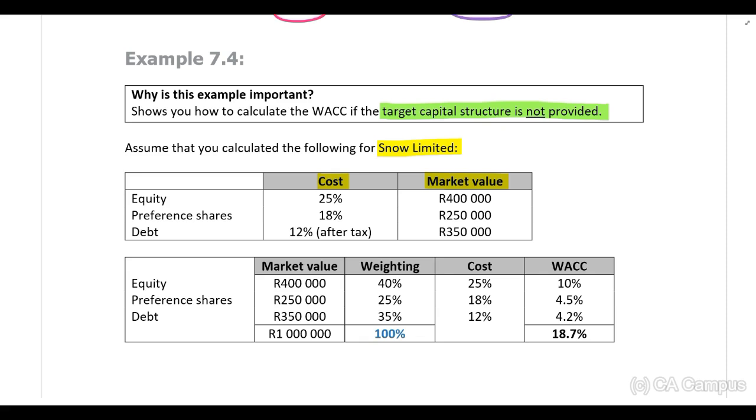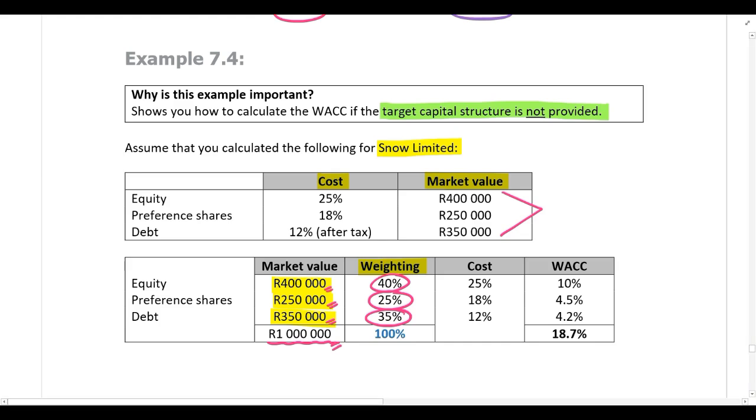So because the target capital structure has not been provided, we need to use the market values in order to calculate our weighting. So it's very simple. If you total this, the total market value of everything added together is R1,000,000. So to get your weighting, equity is 400,000 divided by 1,000,000 gives me 40%. Preference shares, 250,000 divided by 1,000,000 gives me 25%. Debt, 350,000 divided by 1,000,000 gives me 35%. So you get your weighting from the market value because the target capital structure was not provided.